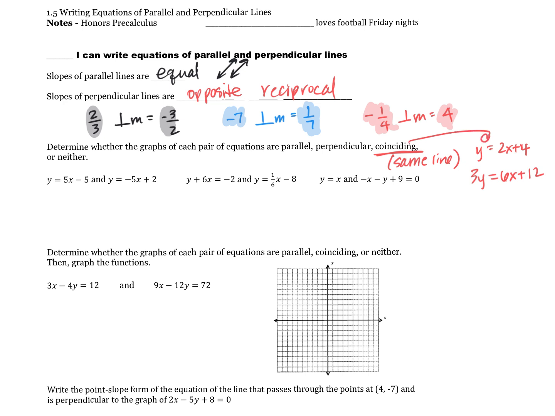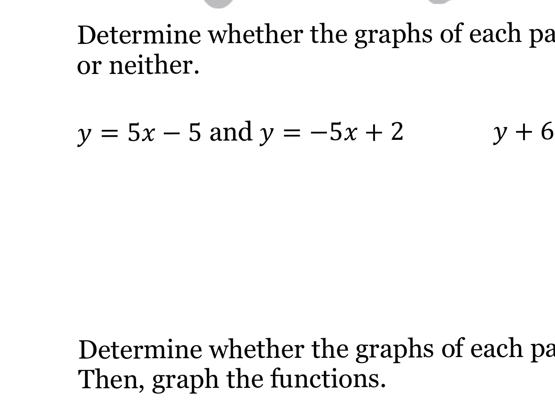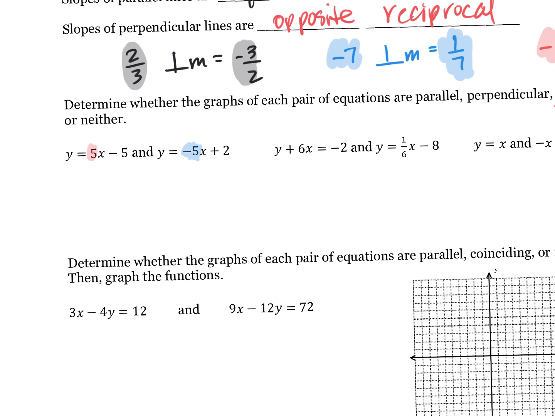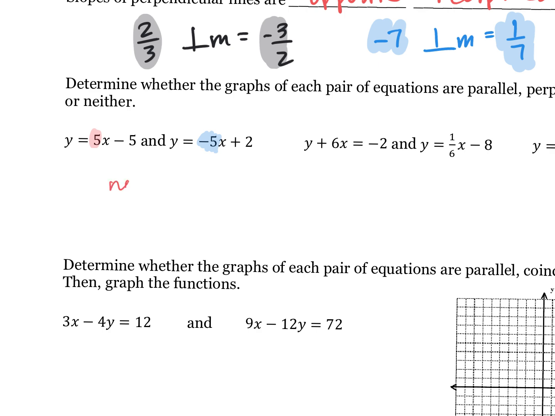All right, would these two lines be parallel, perpendicular, coinciding, or neither? What's the slope of this first one? 5. What's the slope of the second one? Are they the exact same? That would be parallel. Are they opposite and reciprocals? No, so they're not perpendicular. So parallel, perpendicular, or neither? Neither. Very good.